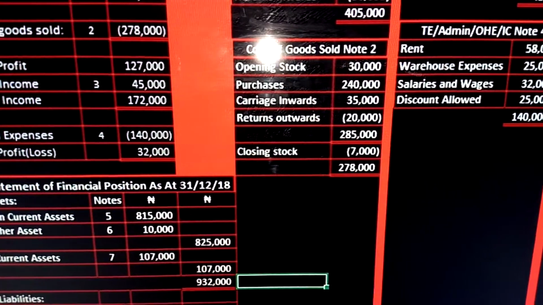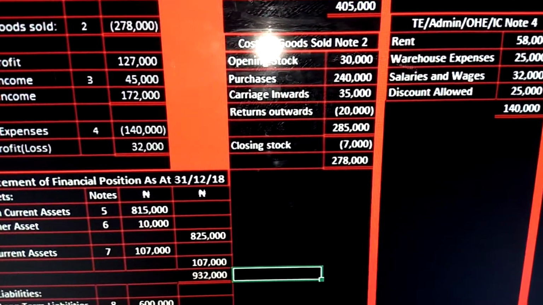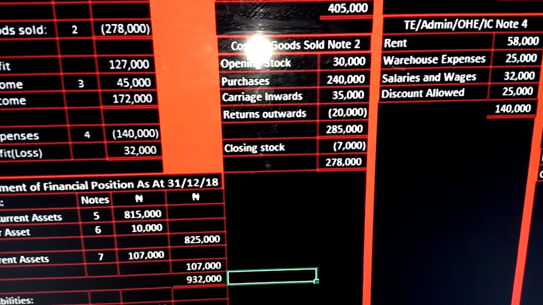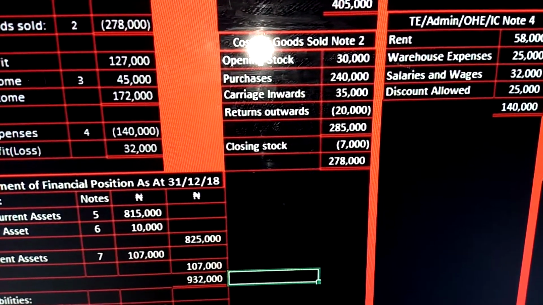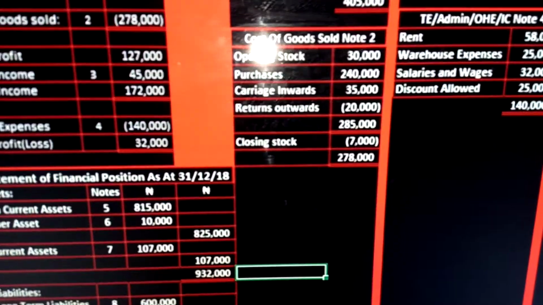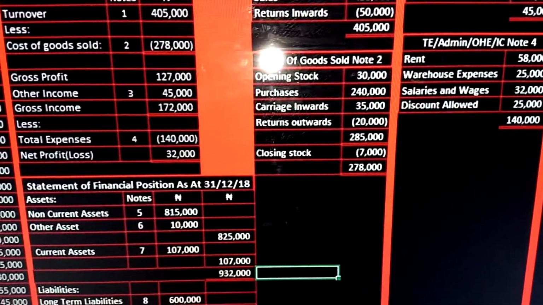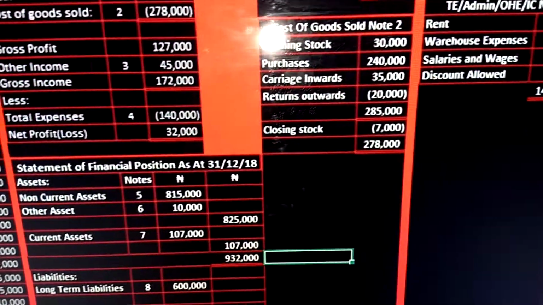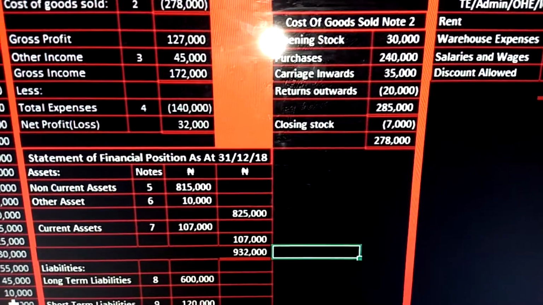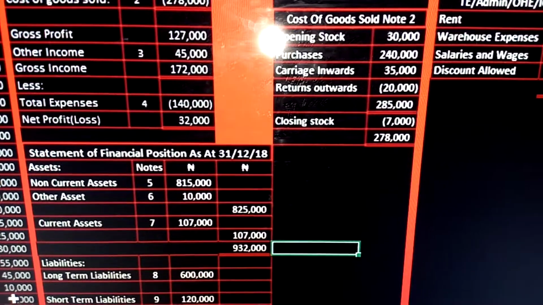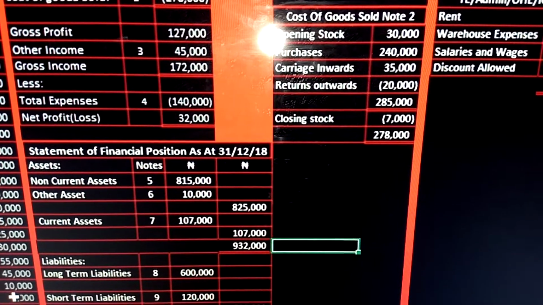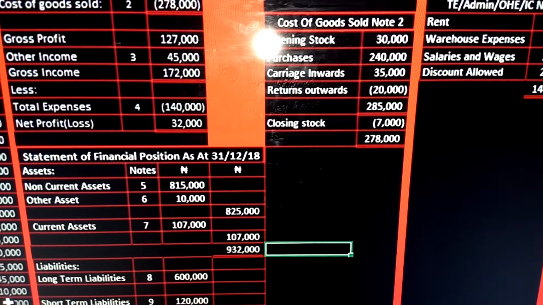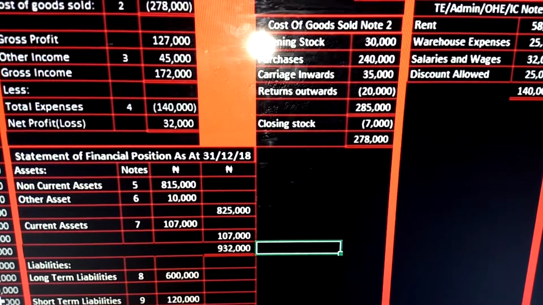So your opening stock increases your cost of goods you want to sell. Your purchases increases the cost of goods you want to sell. Your carriage inward increases the cost of goods you want to sell. Returns outward reduces the cost of goods you want to sell. And your closing stock reduces the cost of goods you want to sell. It's just logical. You had 10 products before you commenced the year. You bought additional 20, makes it 30. You spent money to bring them in, that will increase it by the cost. You return some back, let's say you return 5, brings it down to 25. By the end of the year, you had 3 left. Means that you have actually sold what?